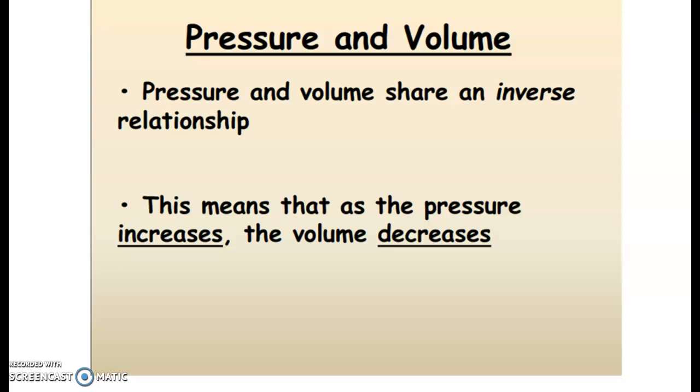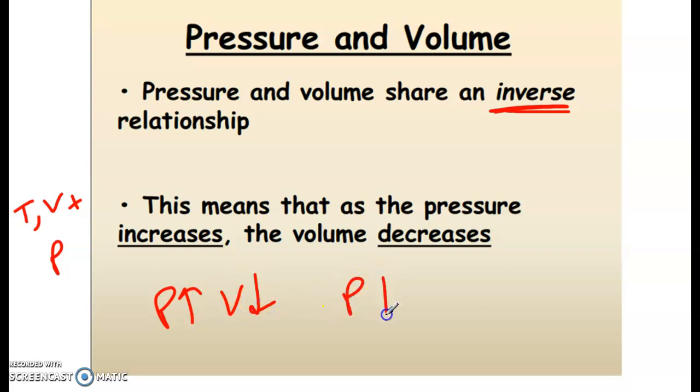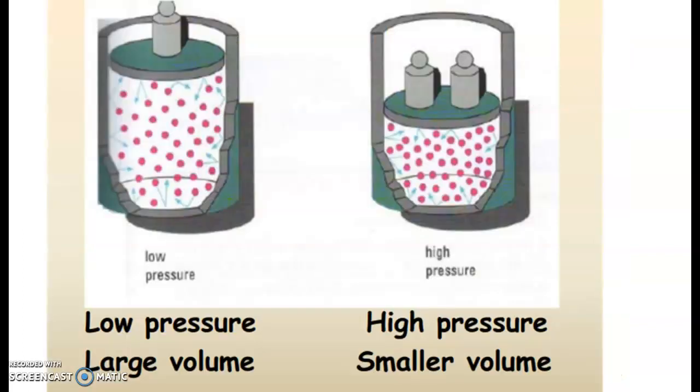Okay. So the three main variables that are involved with gases are temperature, volume, and pressure. So we've already looked at temperature and volume. The rest of the relationships we're looking at are obviously different combinations from the others. So first, let's take a look at pressure and volume. Pressure and volume share an inverse relationship. What that means is when one goes up, the other goes down, and vice versa. So when pressure goes up, volume goes down. When pressure goes down, volume goes up. This should actually make sense.